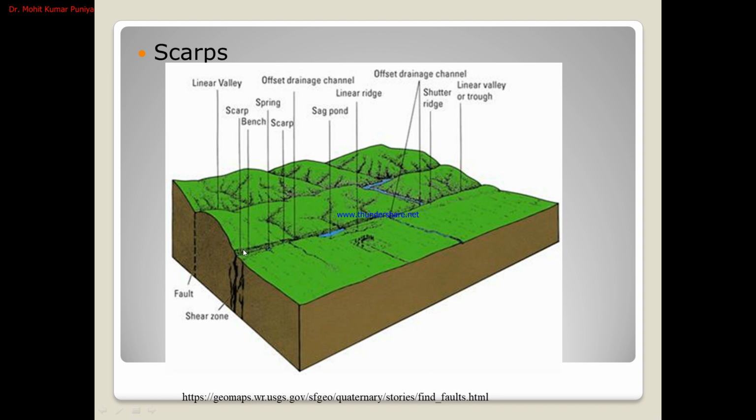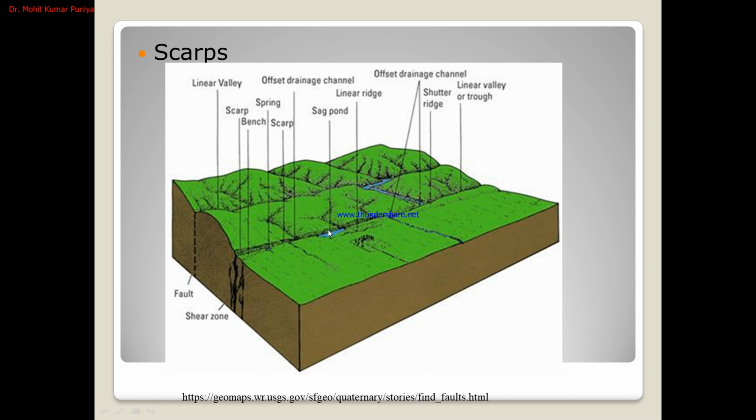Then scarps. Due to faulting, some step transition between two blocks, or cliff-type structures, form. Those are known as scarps. If these scarps are associated with a fault, they are known as fault scarps. These fault scarps are very important physiographic features, very useful to identify the fault. Then springs. Due to faulting, we may get some springs, because the fault intersects an aquifer, and due to that intersection, we can get some springs on the surface.